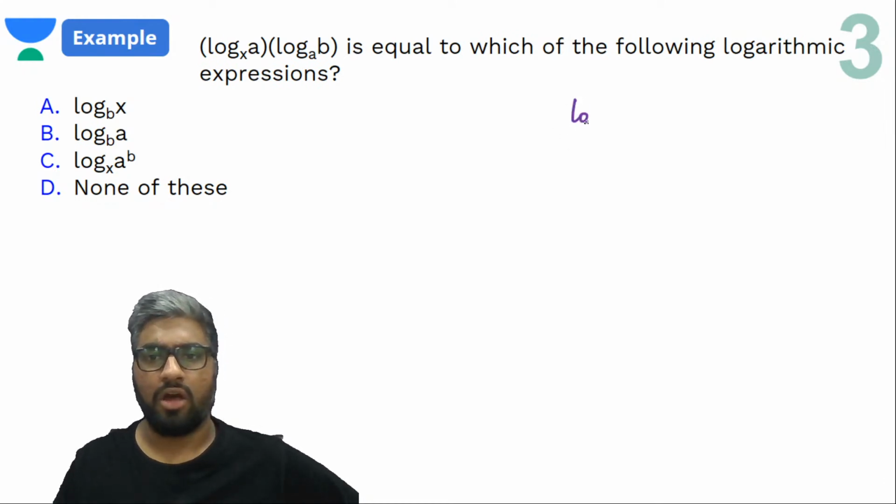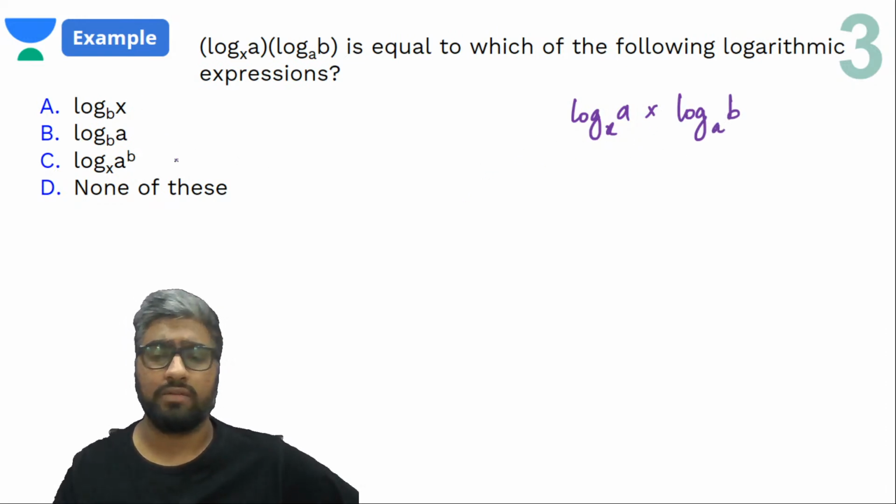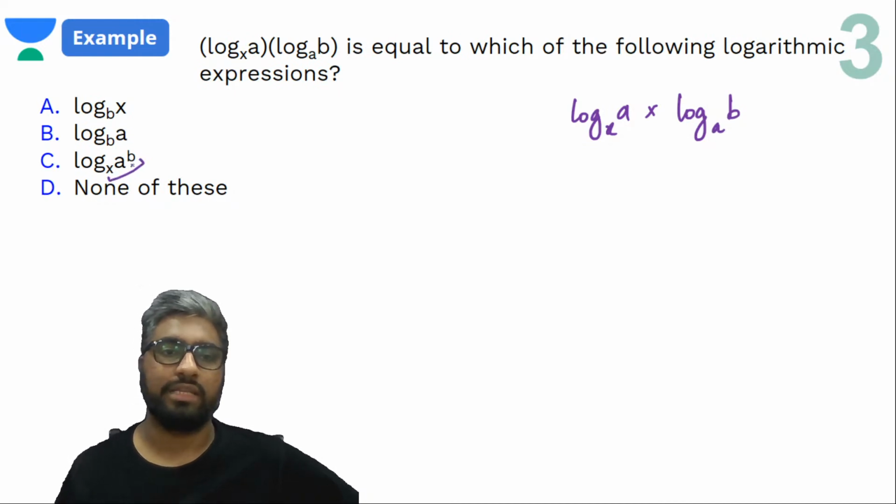We have log a to the base x. On the other side, we have what? Into log b to the base a. So you are saying this is not equal to any of these three. Let's check this out. Yes. So what do we have here? We have all single terms, right? You know, this is way beyond reach. Yes, ये नहीं होने वाला, right?